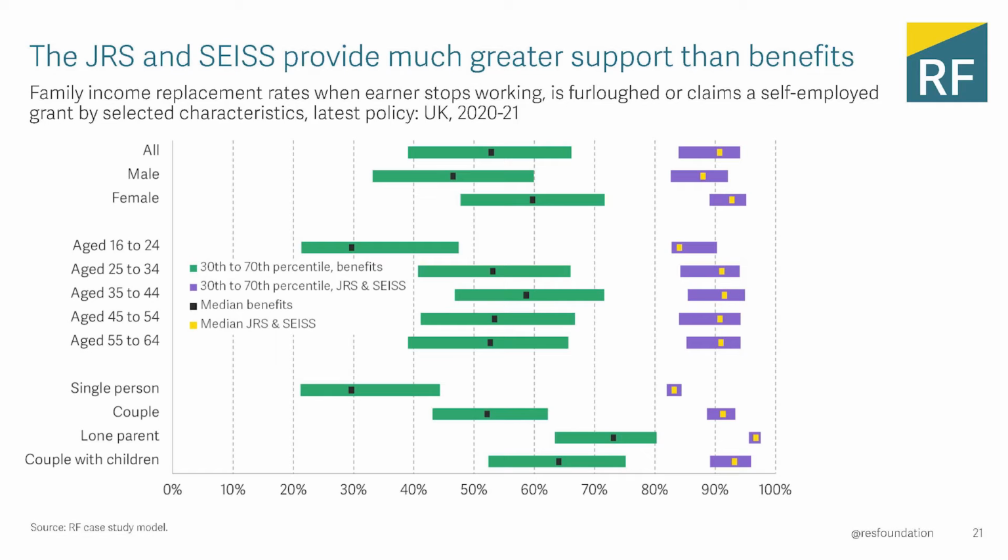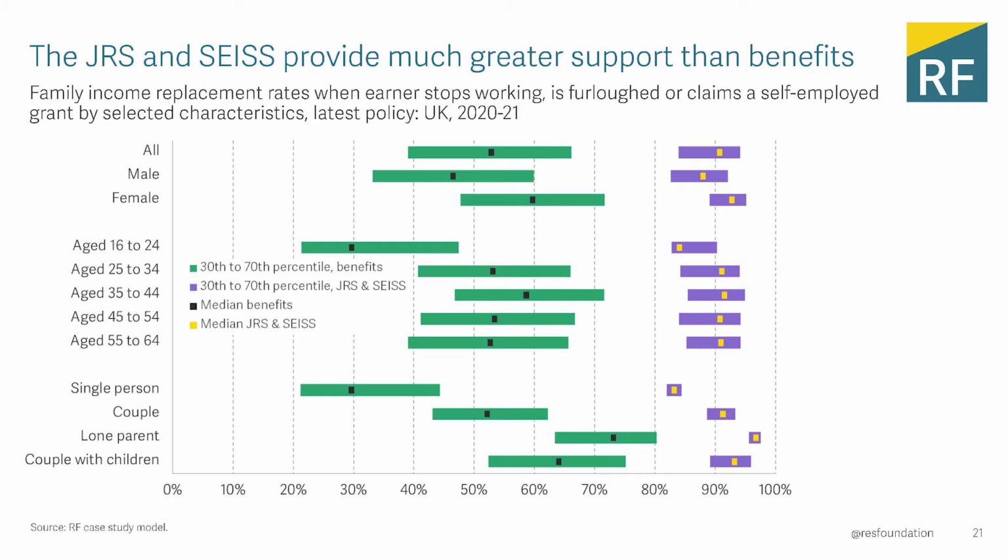So this is another traditionally very complicated Resolution Foundation chart. What we're showing in the black dots and the green bars is replacement rates from before the crisis. What the chart is showing is replacement rates.